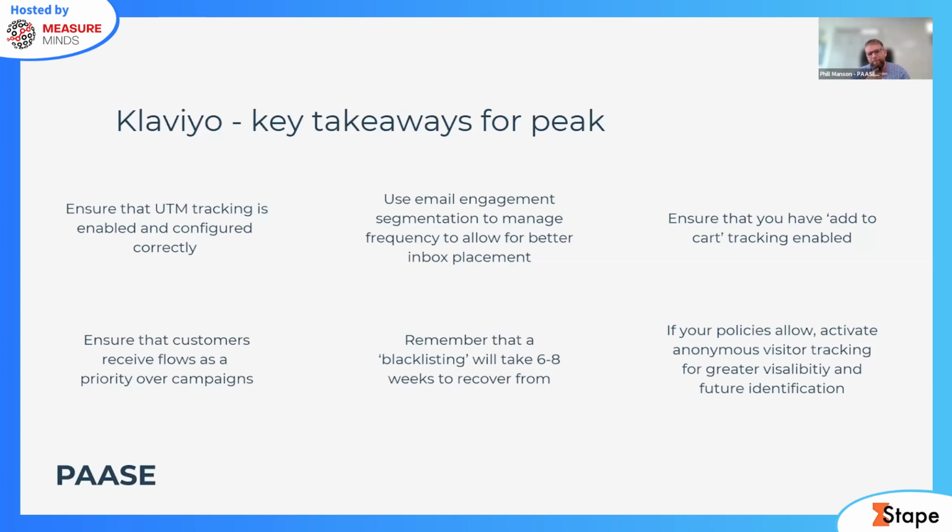If you do have a blacklisting problem, i.e. your deliverability is so poor that you're hitting multiple spam traps because there's no engagement segmentation, it can take 6 to 8 weeks to recover from that position. So be very mindful as you go into peak that you want to get that activity into the inbox. Sometimes you have to say less is more.